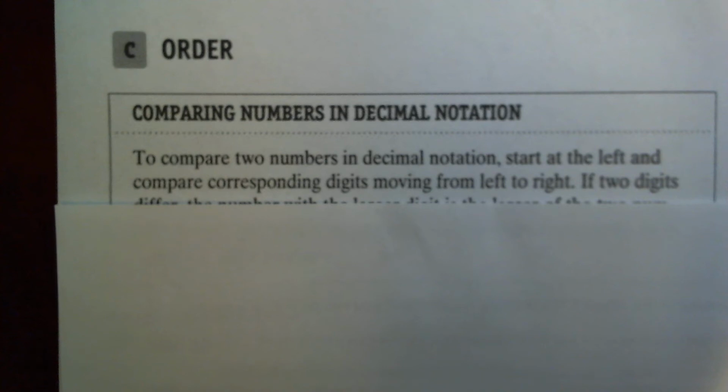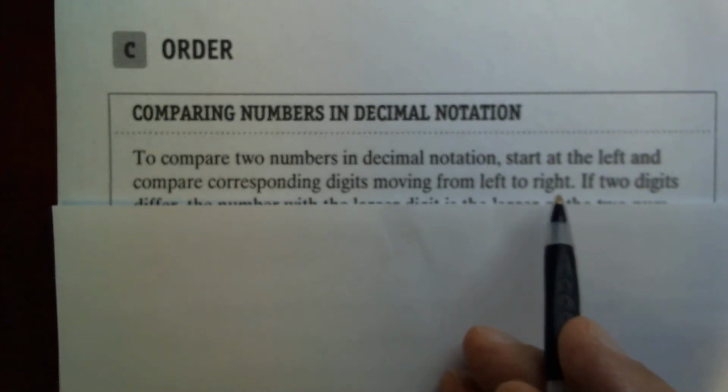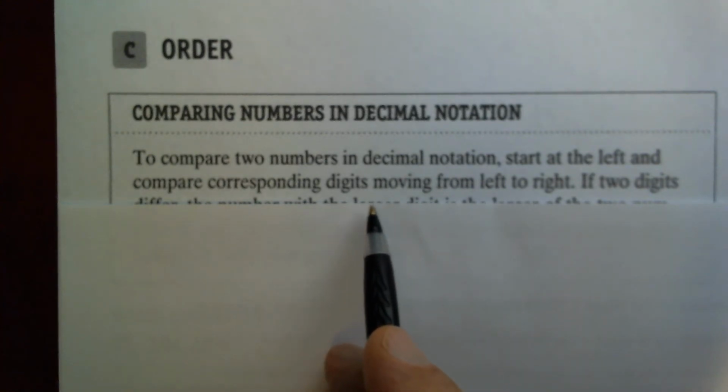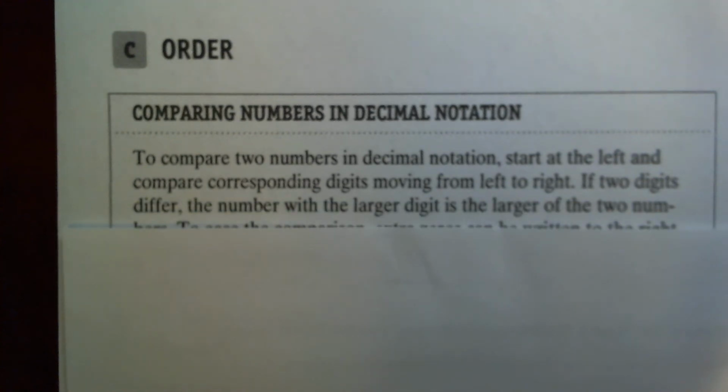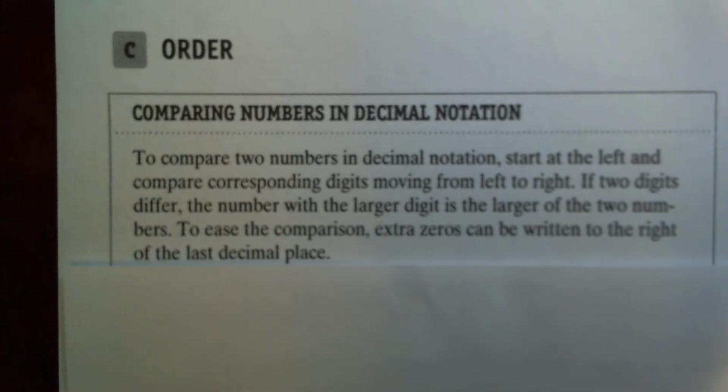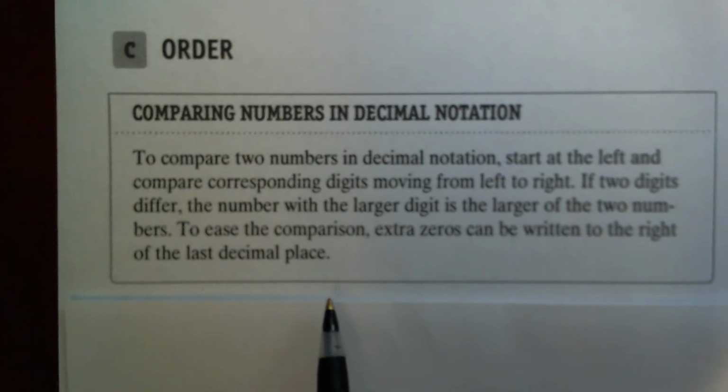So to compare two numbers in decimal notation, start at the left and compare corresponding digits moving from left to right. If two digits differ, the number with the larger digit is the larger of the two numbers. To ease the comparison, extra zeros can be written to the right of the last decimal place. We'll look at that in a moment, what that means.